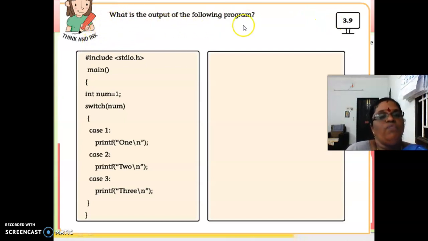The next activity is 3.9, activity think and read. What is the output of the following program? See, a switch case is there, cases are there. What will be the output? You guessed it? I hope you guessed it. So integer number 1 is there.